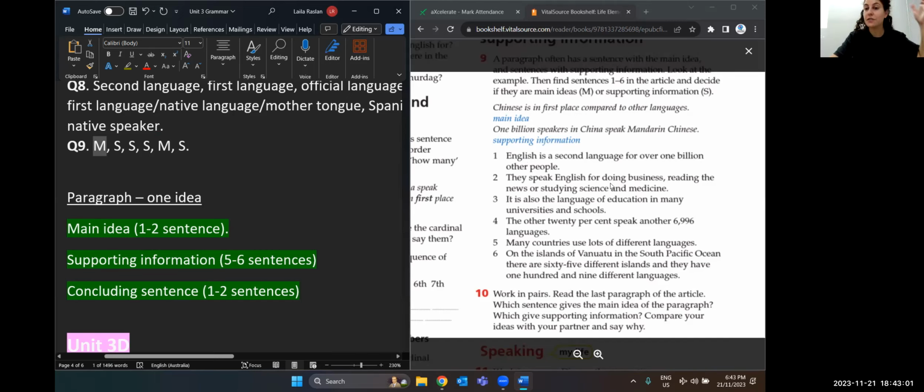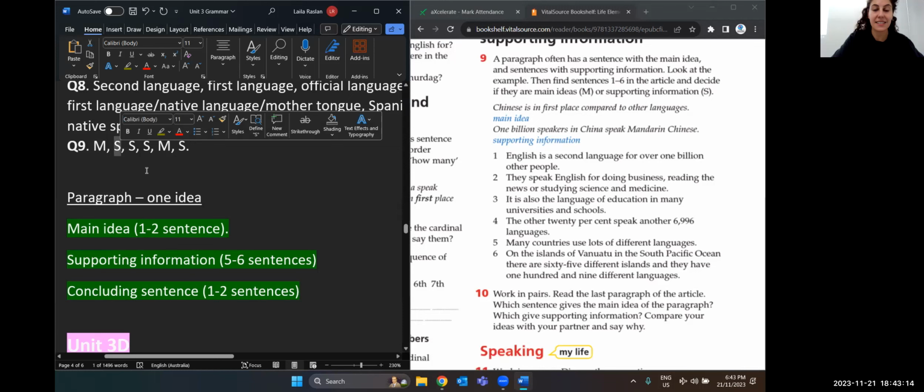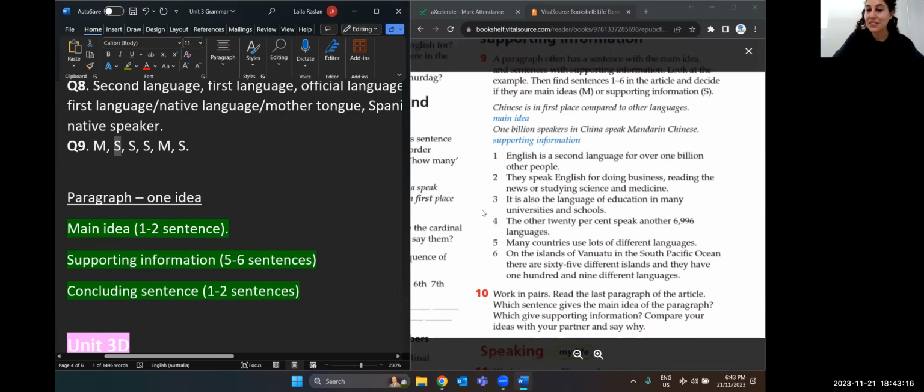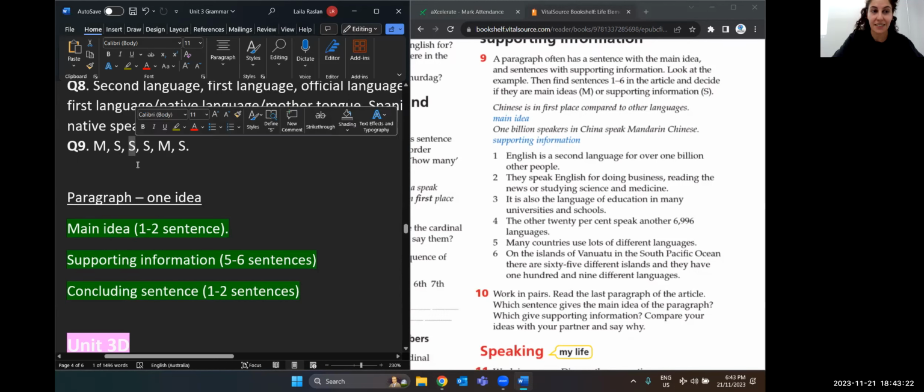They speak English for doing business, reading the news, or studying science and medicine. Was that giving examples or talking about a main idea? It was supporting information. Number three, it is also the language of education in many universities and schools. Supporting, because I'm adding information to support my first sentence. So it's a support, it's adding, giving evidence, giving examples.